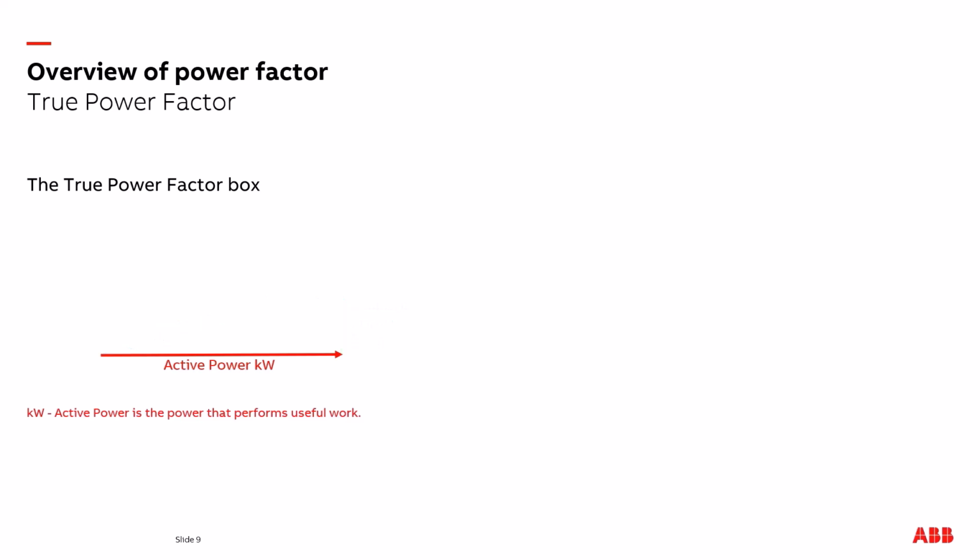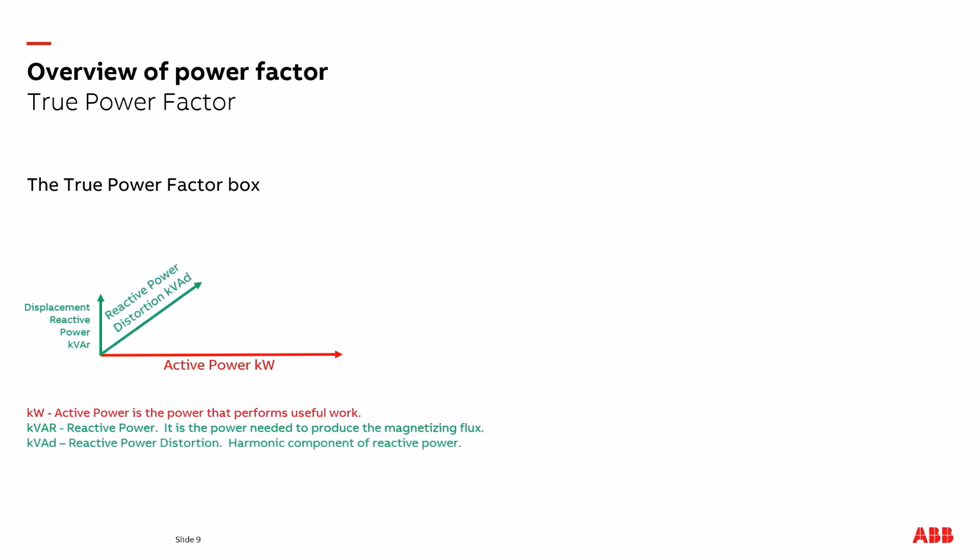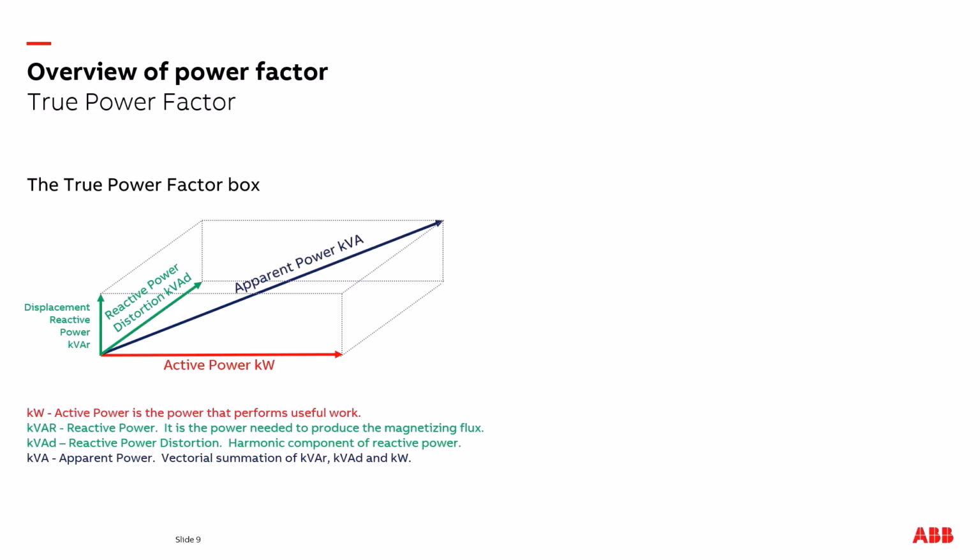So we're going to take this triangle and move it around a little bit. I'm just going to move your reactive power over to the left. Then I'm going to add reactive power and distortion. That's your kVA distortion, kVAD. That's going to be going out into the back plane. At this point, we'll draw a box, connecting all the corners together. When we complete this box, we can look at apparent power now, which is your true power factor.